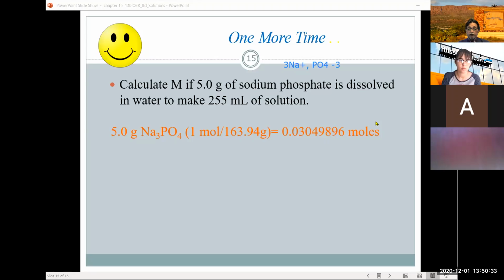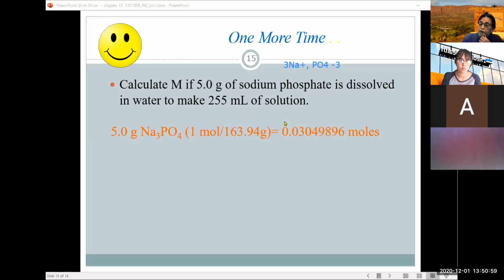Okay, so take 5, divide that by the molar mass. That gives me 0.030, etc. moles. Again, we don't want to truncate it just yet until we're all done, because eventually we're using 2 sig figs for the 5.0 and 3 sig figs for the 255. So our answer should end up with 2 sig figs.